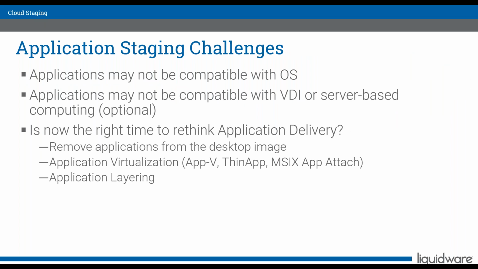Applications might not be compatible after all with Windows 7 to 10, so you'll need to know that up front. And they might not be compatible with being delivered with VDI or server-based computing, because they might have services or drivers that aren't compatible. And now is the time to rethink that. Should you be using Microsoft App-V or ThinApp? Should you take a look at MSIX App Attach that's emerging from Microsoft? Or should you look at application layering that can be very broad for all types of applications that can deliver them from the cloud?